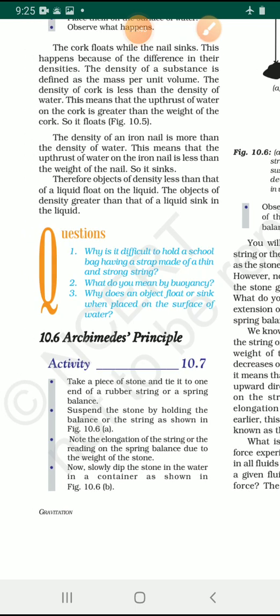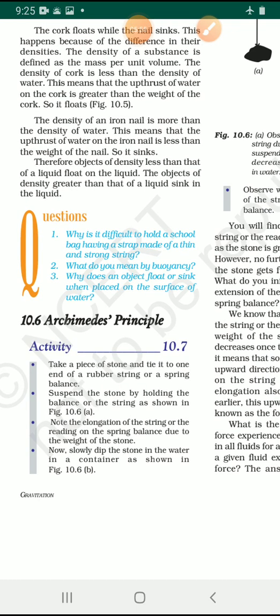Okay, so it is also only because of the density. These things we will discuss later. So what do you mean by the buoyancy force? We have discussed in the previous class whether an object floats or sinks when placed on the surface of water. So, because of the density.